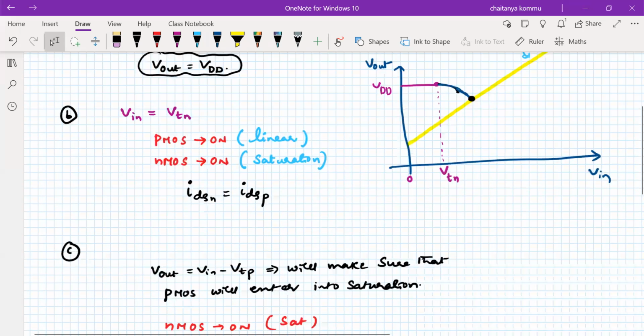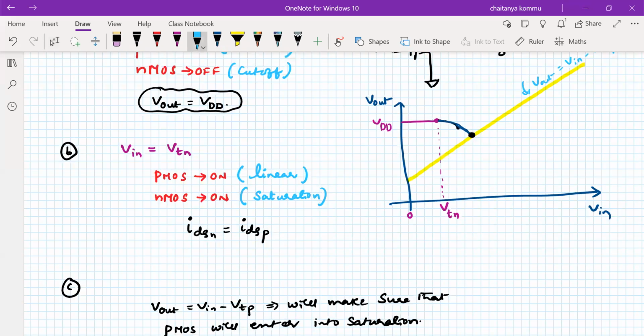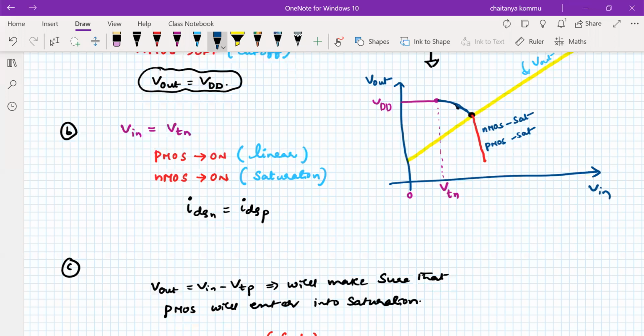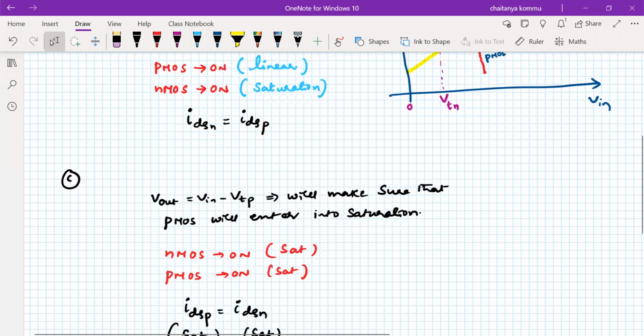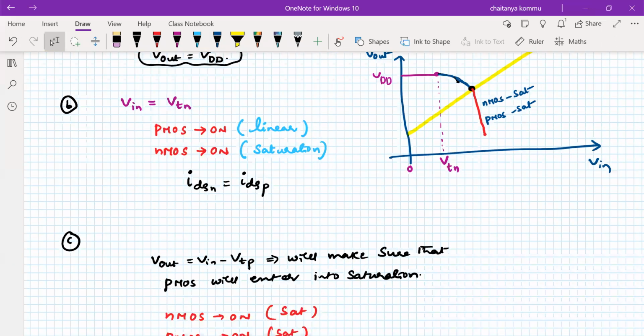So this is the region of the straight line equation where NMOS is in saturation and PMOS is also in saturation. You can equate the current equations: beta by 2 into (VGS minus VTH) whole square is equal to beta by 2 into (VGS minus VTH) whole square. Left-hand side and right-hand side, the square will get cancelled. It is just like a straight line equation, therefore it is a decreasing straight line.